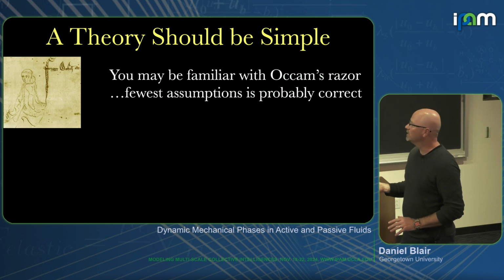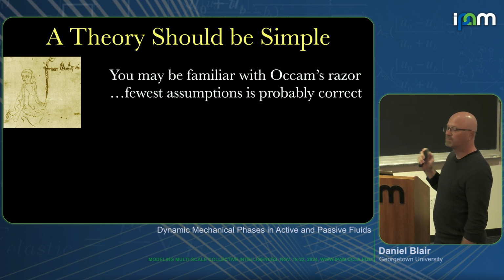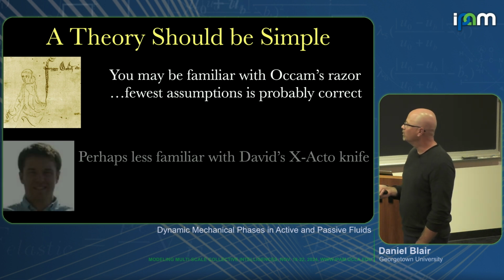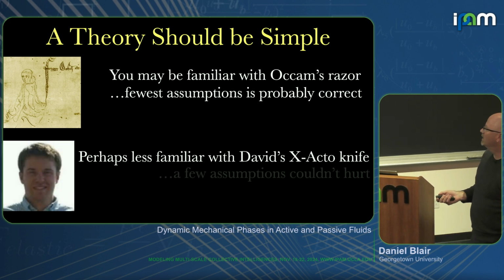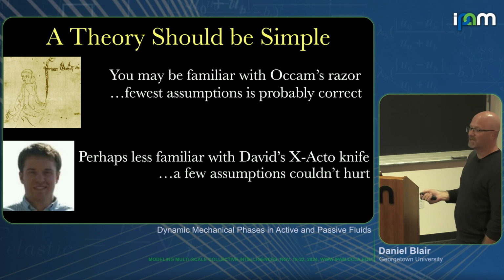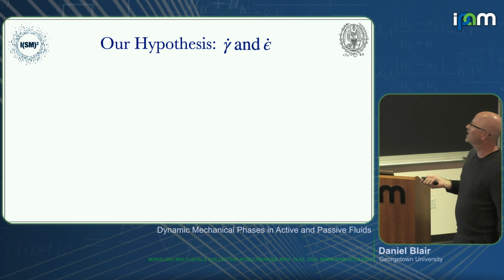And in fact, you could even invoke some philosophy if you want. Occam's razor, right? Fewest assumptions is probably the correct one. Well, I didn't have Occam, I had David, so he had an X-Acto knife, not a razor. And so his was few assumptions can't hurt, right? So we'll make some assumptions.